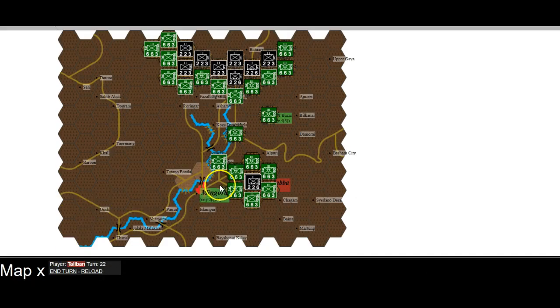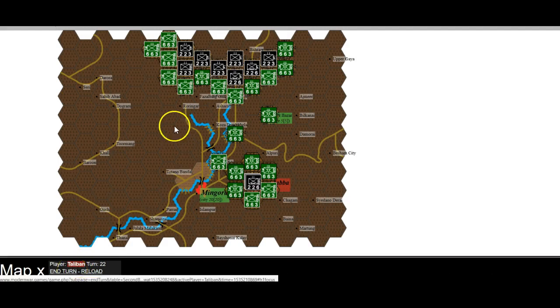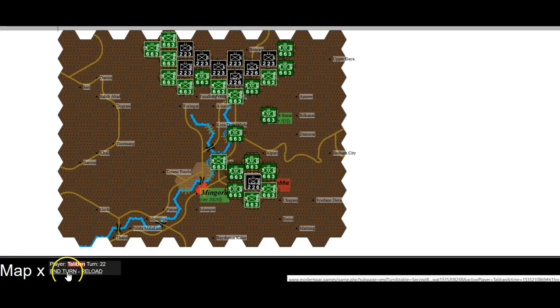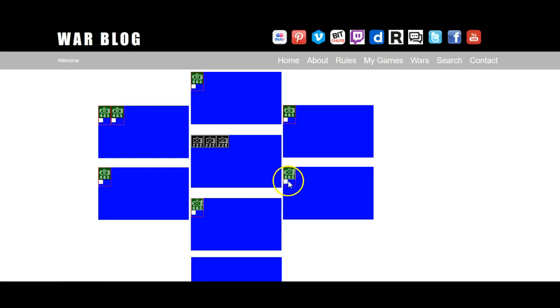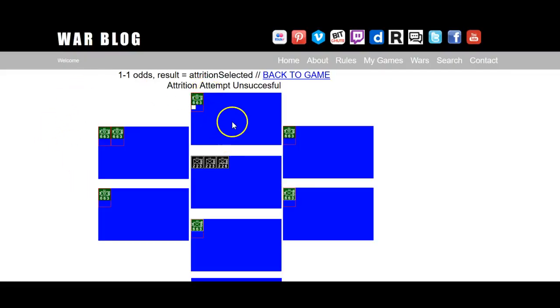With 8 minutes to go. So Taliban not going to do anything. We've assumed that they've now sort of escaped up there. We're just going to focus on what we can do down here now. We're going to do one more attrition, I think, just to sort of gauge the odds, but we should be approaching 1-to-1 territory now. Yeah, 1-to-1. But that was unsuccessful.